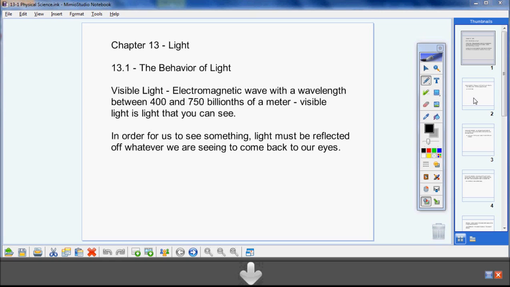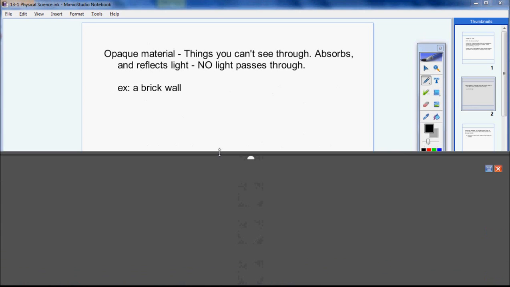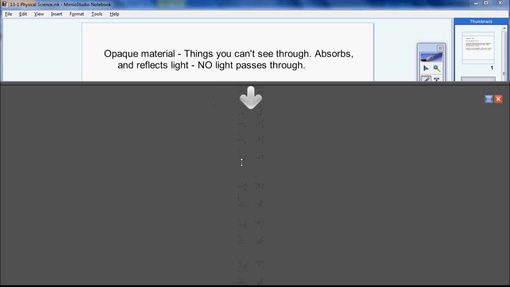Okay. Now there are some types of materials that light can shine through a little bit easier than others. Opaque materials, however, do not let light pass through. You cannot see through opaque materials. They will absorb some light. Some of the light will be reflected or bounce back to your eye so it can have a color. However, no light will pass through.